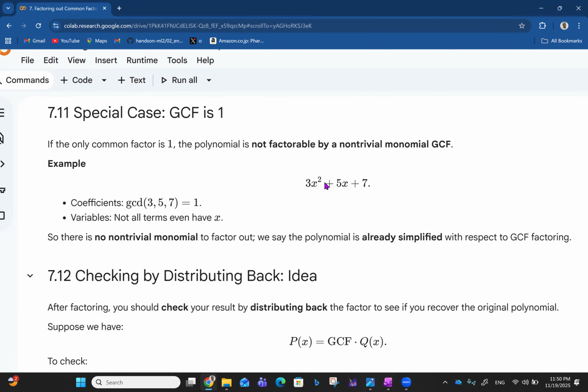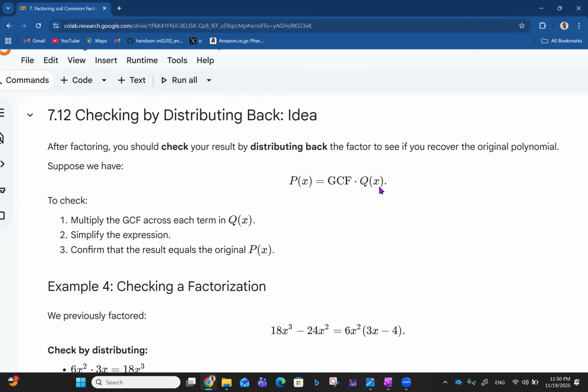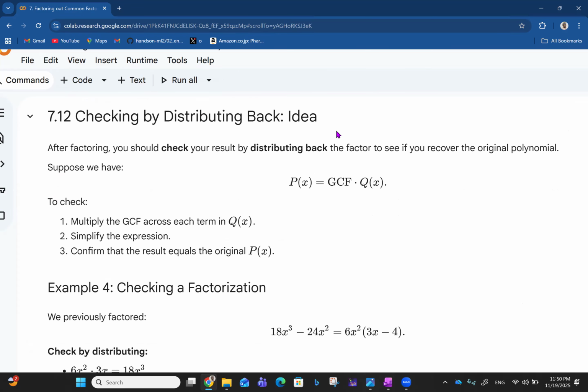But since you're just talking about constants and monomials, it is basic enough, right? So 7.1 is checking by distributing back. Sometimes when you factorize, you want to be sure you are really correct. The way to do that is to take what you have factorized, expand it, and see if you get the same result that you started with.